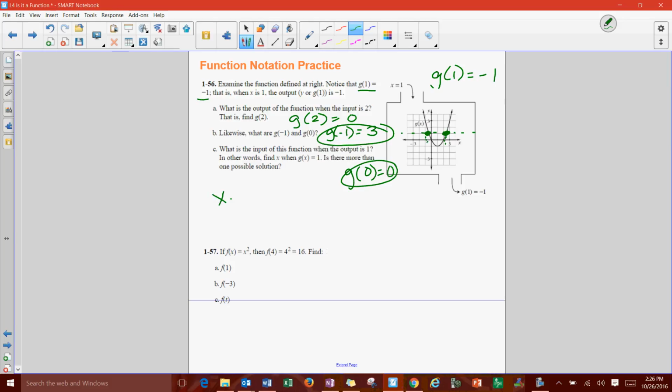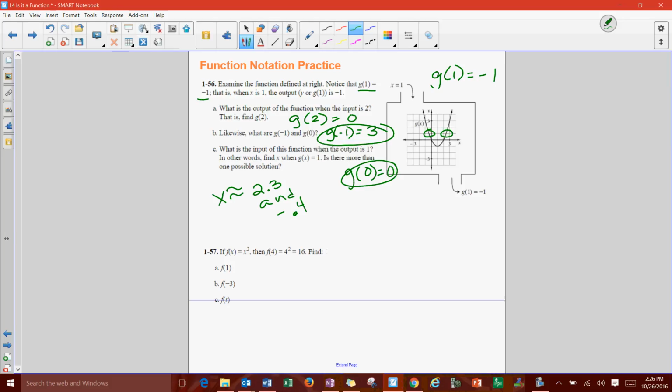But my x values, let me erase this so we can get a better look. My x values are approximately, let's say 2.3 and right here, looks like maybe -0.4. It looks like a little less than a half, okay? So that's part C. All right, those are a little tricky.